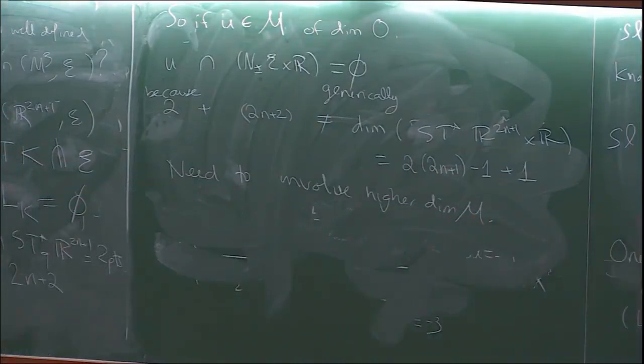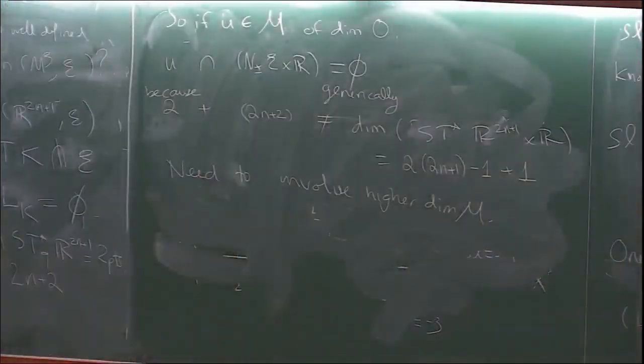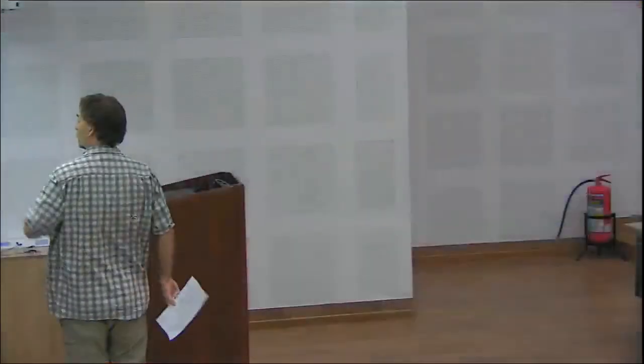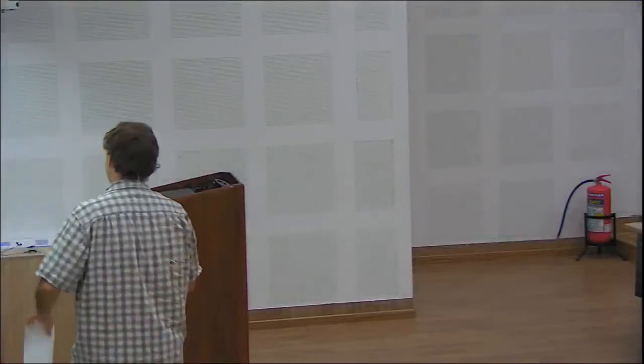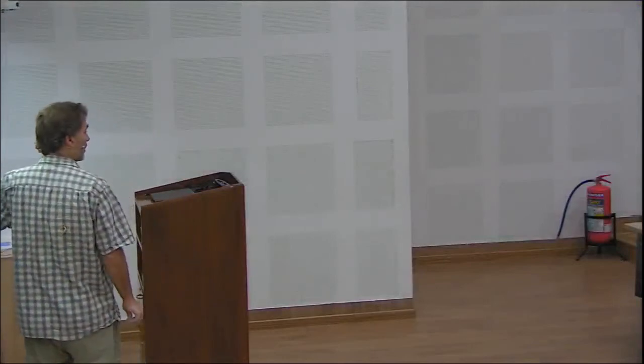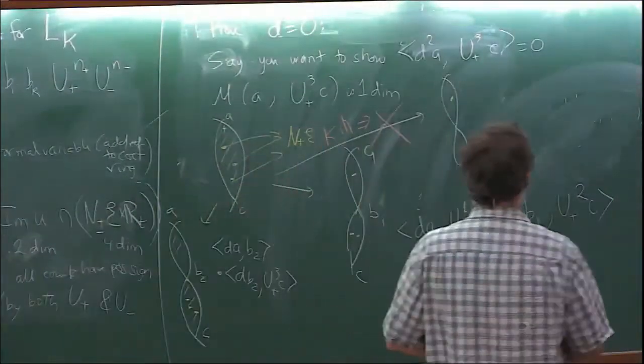This picture is still morally true. Points are not going to migrate to the boundary. Maybe. Yeah, okay, so the yellow points are where this disk is supposed to be in the symplectization. Maybe I should have drawn it this way.